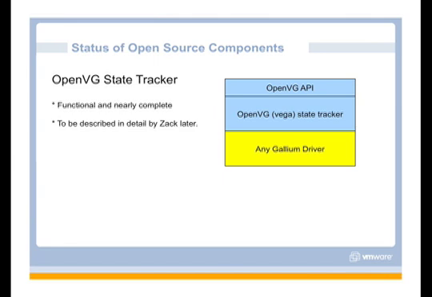I also want to mention at this point, talking at the high level, we have an OpenVG state tracker. And again, this is a module which converts OpenVG API calls into Gallium. And that adapter, or that interface, or the block of code that connects these interfaces is our state tracker. Zach has been working hard on that, and he'll go into more details about that this afternoon.